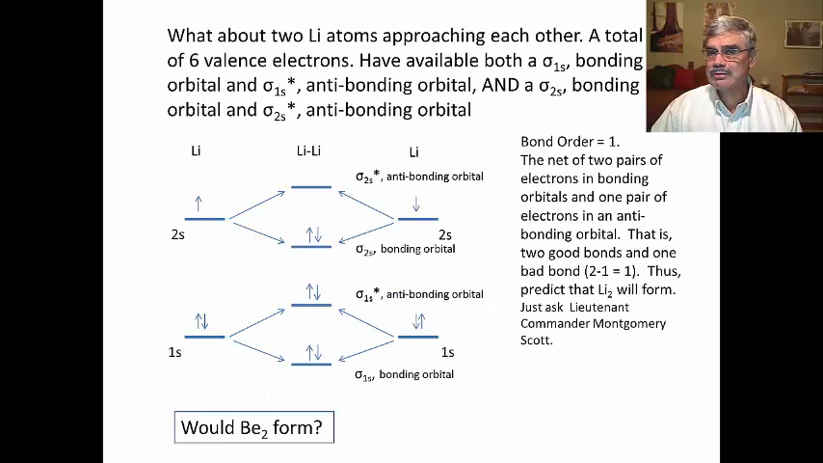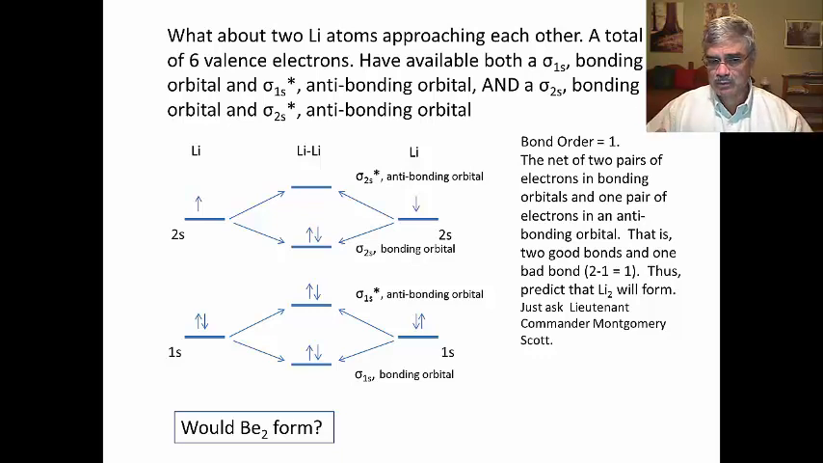Well, how about 2 lithium atoms? Let's keep building up. Let's see how far this goes. The individual lithium atoms will be 1s2, 2s1. So they are to the left and the right, as you can see. And that gives us a total of 6 electrons to fill in.